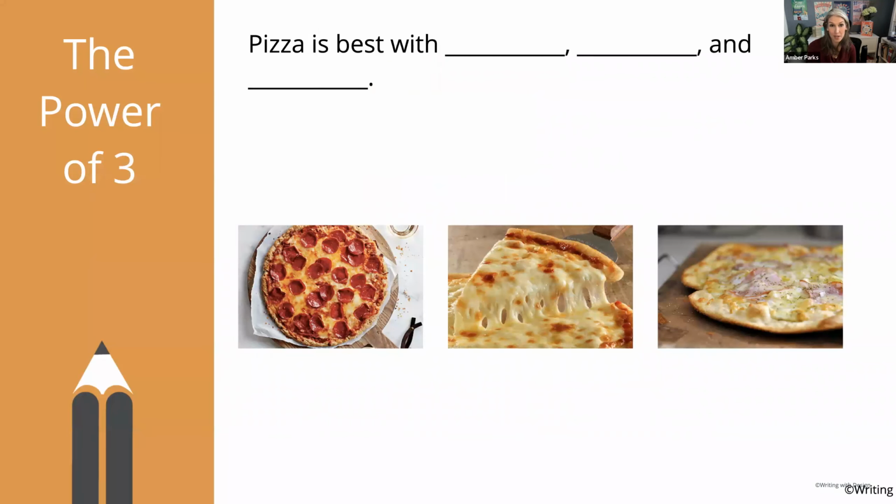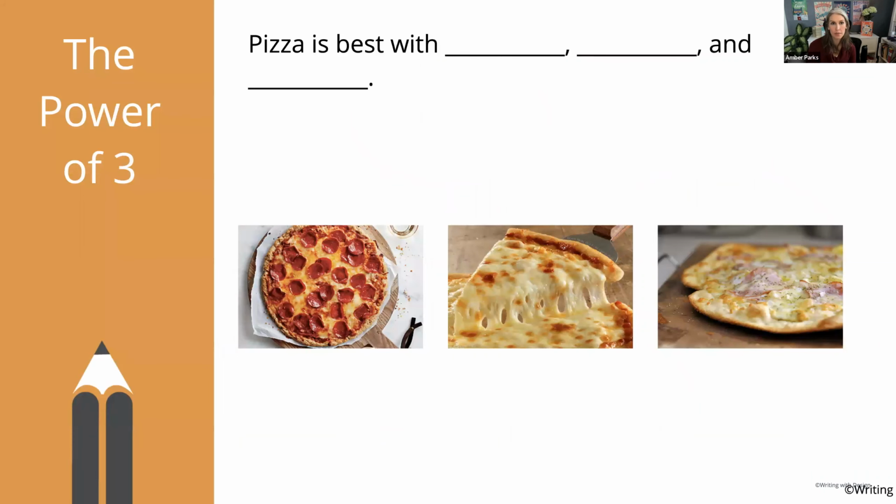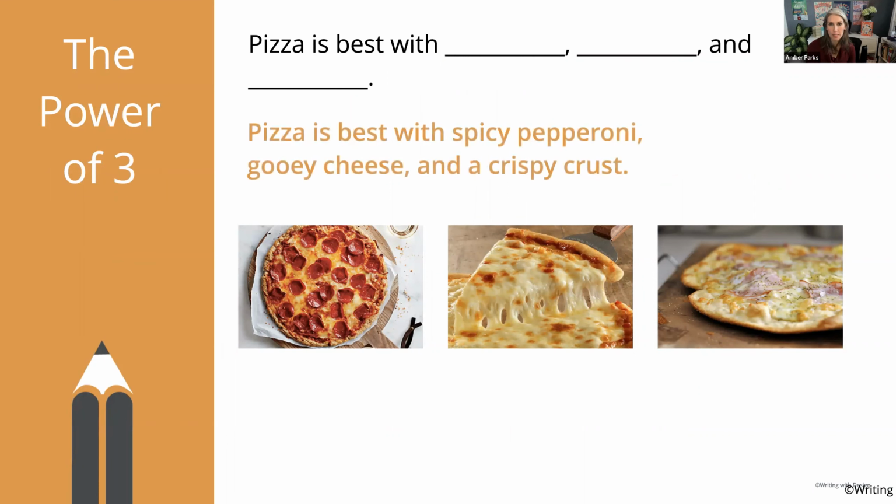All right, what about our pizza one? What do we have in the pictures here? Well, we've got spicy pepperoni, we've got gooey cheese, we've got crispy crust. But you could certainly add in for the others the crunchy green peppers, the salty ham, anything else that you all like. And what I love about this is that it's an adjective-noun combo. And that's where the power of three gets even more power, when it's starting to be more like phrases instead of just single words. So we could say something like, pizza is best with spicy pepperoni, gooey cheese, and a crispy crust.